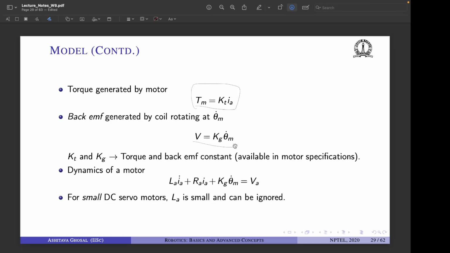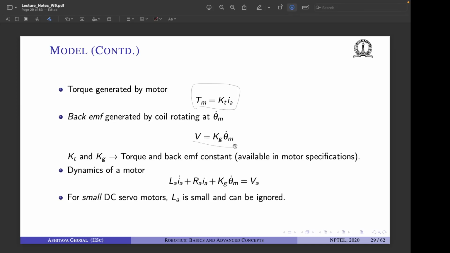Since the rotor is rotating, a voltage is induced in the opposite sense of the applied voltage. So that back EMF is basically acting against the applied voltage. So we have to take care of that also.